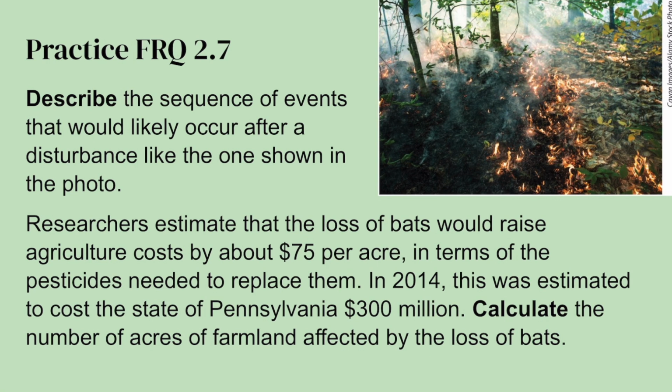These are your two practice FRQs for section 2.7. In this first one, I'm really wanting you to think about the sequence of events that occurs during whichever type of succession we're looking at in this photo. So I want you to determine if it's primary or secondary, and then talk me through the steps that would occur after that initial disturbance. And then the second is an opportunity for you to practice some dimensional analysis.